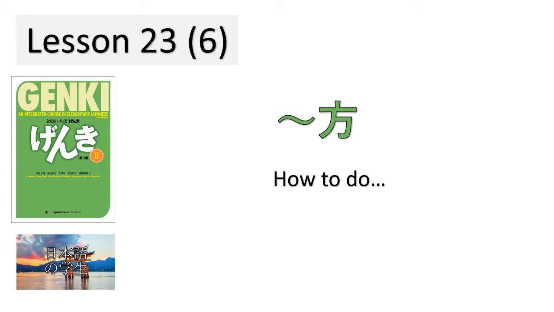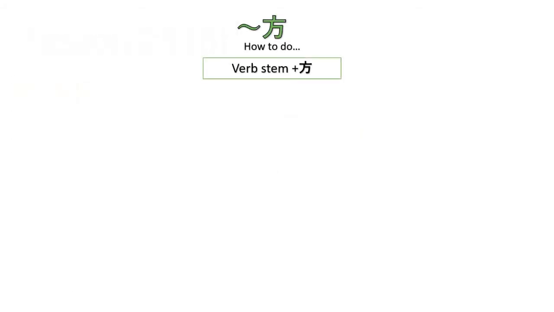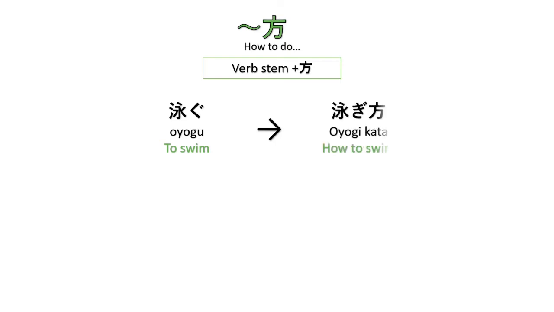In this very last lesson for this Genki series, we're going to learn the expression how to do, using this kanji, kata. The noun-forming suffix kata follows the verb stem and means the way in which the action is performed, or how to do. For example, oyogu, to swim. To say how to swim, oyogikata, how to swim.